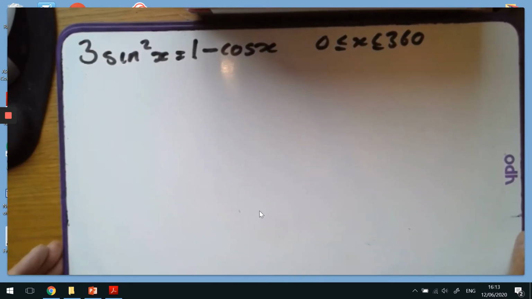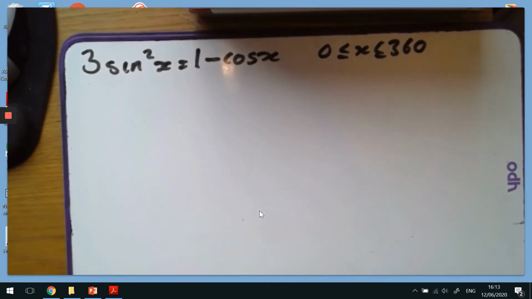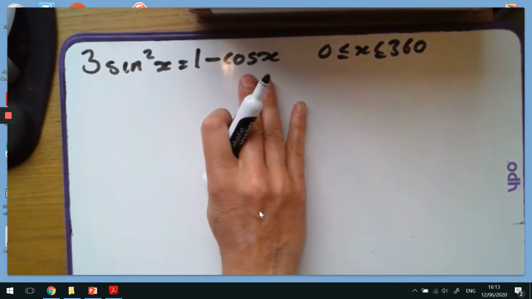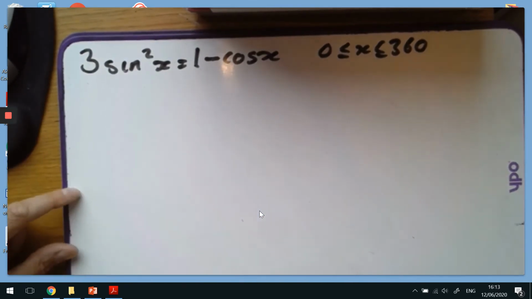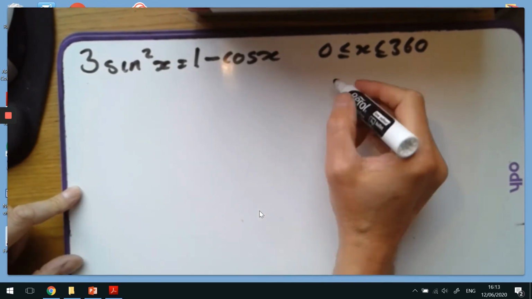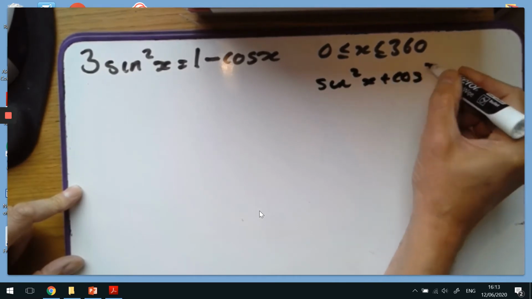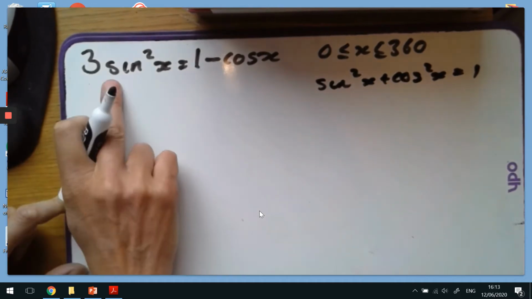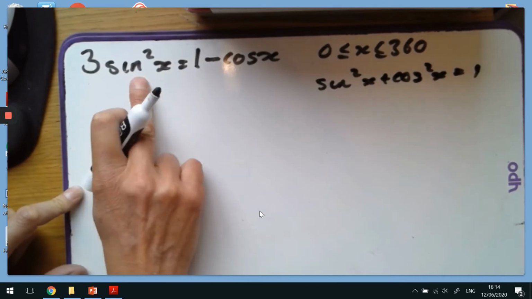So this time I've got 3 sine squared x equals 1 minus cos of x. So I've got sine and I've got cos. The sine is squared. It's going to give me a slight problem here. So what I'm going to do is use my sine squared x plus cos squared x equals 1 to change this into a function of cos of x.